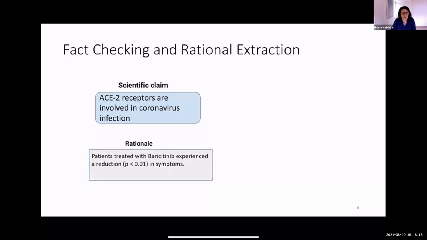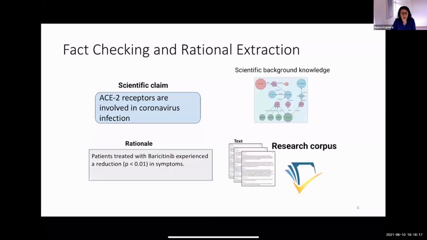And in order to find this rationale that tries to verify this claim, we basically need to understand and analyze a large research corpus, together with the scientific background knowledge or our knowledge bases, to understand if this claim is correct or not. So I'm building the basics for mentioning that it's important to build knowledge extraction and reasoning systems.